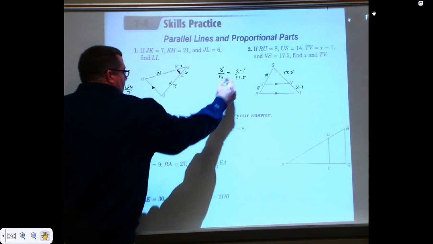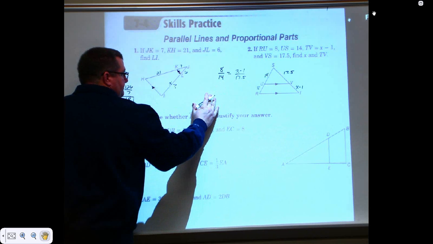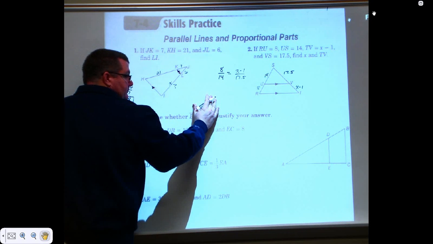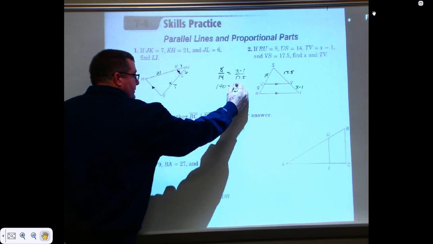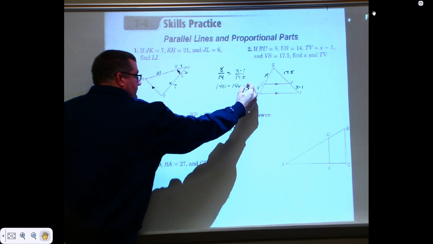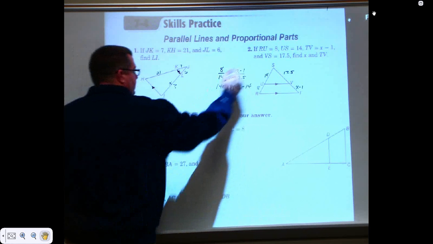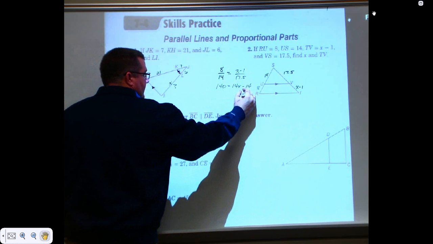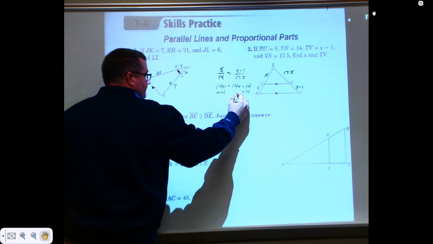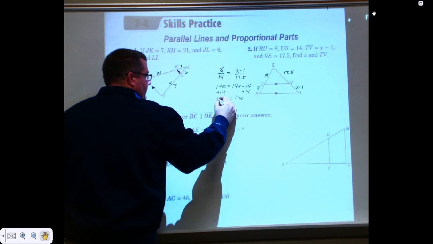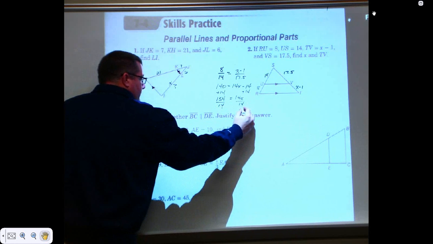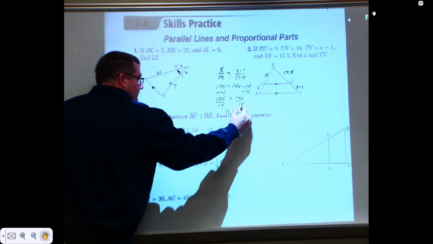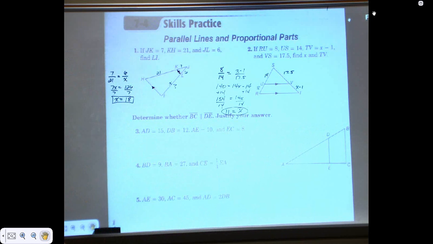Okay, I need to cross multiply. What's 8 times 17.5? 8 times 7 is what? Is equal to 14x minus what? 14. I have to multiply the 14 times the x and the 14 times negative 1. What am I going to do now? Got 14x is equal to what? 154. Divide both sides by 14. x is 11, even. Okay, not very nice.